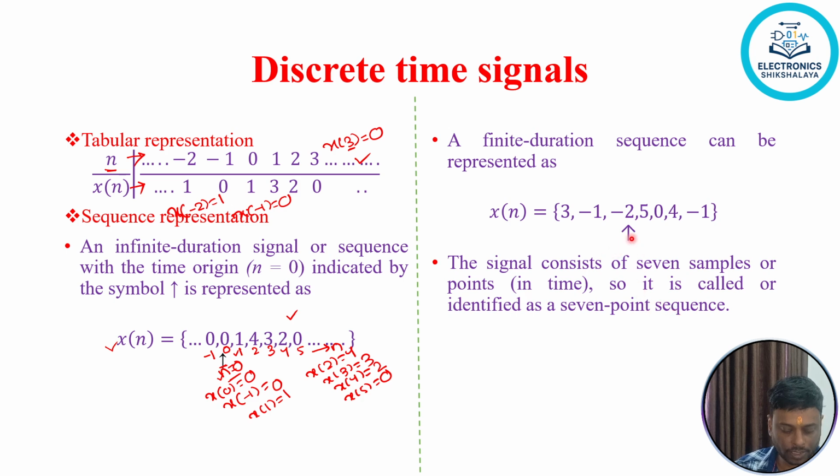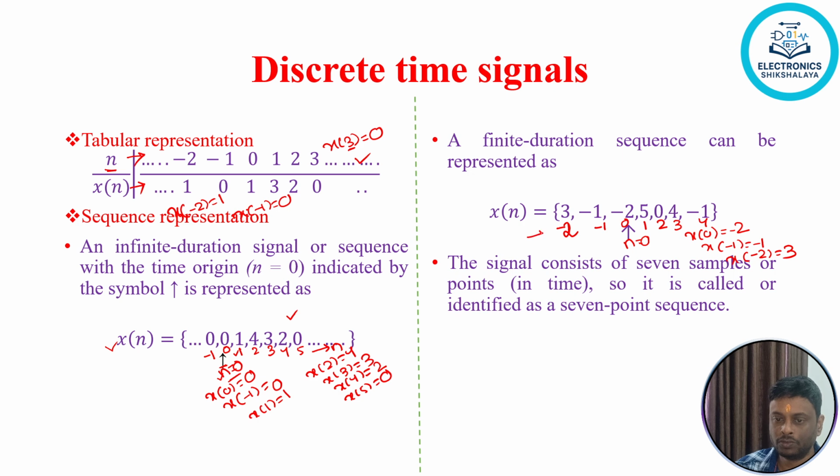What is this arrow mark? The arrow mark indicates that that is the origin, n equal to 0. So the signal at x of 0 is -2. Similarly, x of -1 is -1. The x of -2, the value is 3. So this n value is -1, this is -2, this n value is 1, 2, 3, and 4, and this n value is 0.